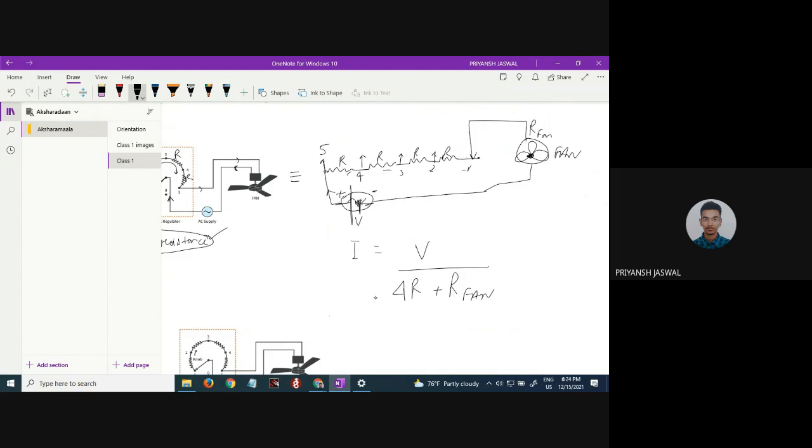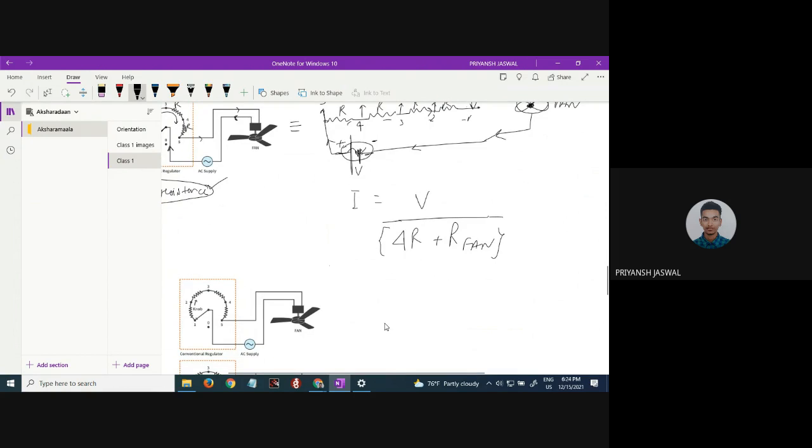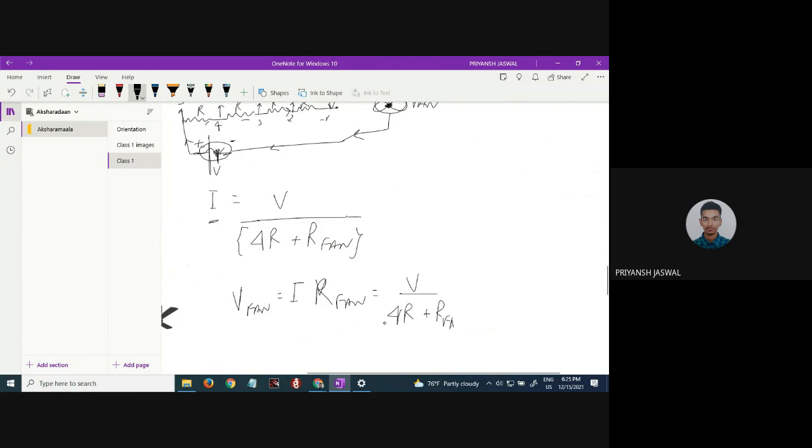So we see that when all the resistances are incorporated, the current will be very small because this denominator is large. And when current passes through this circuit, the voltage drop across the fan will be I into R fan, which is nothing else but V upon 4R plus R fan, multiplied by R fan.